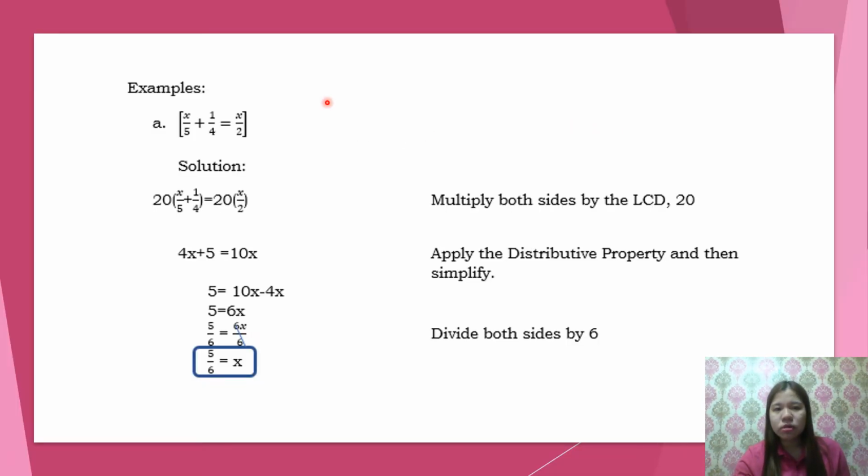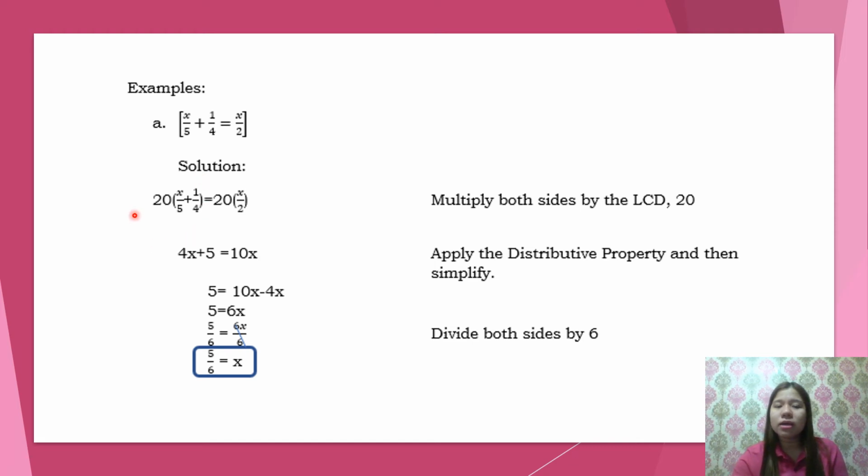So we have here example number 1. x over 5 plus 1/4 is equal to x over 2. So our solution, multiply both sides by the LCD, 20. The LCD of 5, 4, and 2 is 20, right? Because you take the multiples of 5, and they should be the same. 5, 10, 15, 20. And the multiples of 4 are 4, 8, 12, 16, 20. So there is 20, where they meet at the smallest common multiple. And the same with 2: 2, 4, 6, 8, 10, 12, until we reach 20.